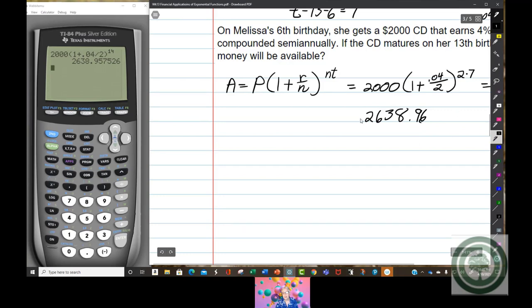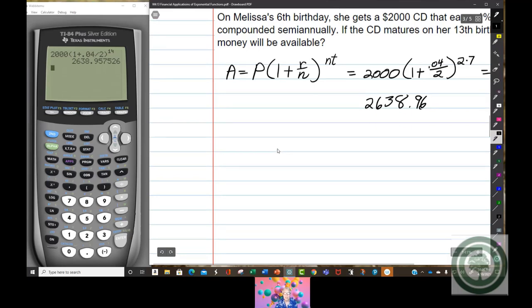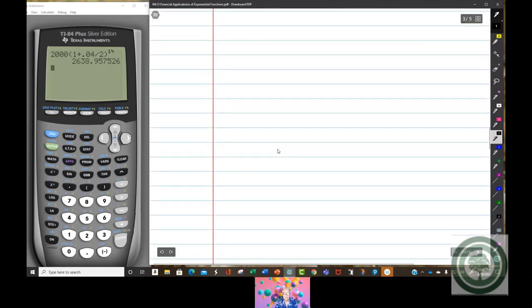Anyway, that would be the answer that you would give. That's how much money is available. She could always choose to leave it in the bank as a college fund. We could even look and see, okay, by the time she's 18, how much money will she have? More than that, probably not enough for a college fund.